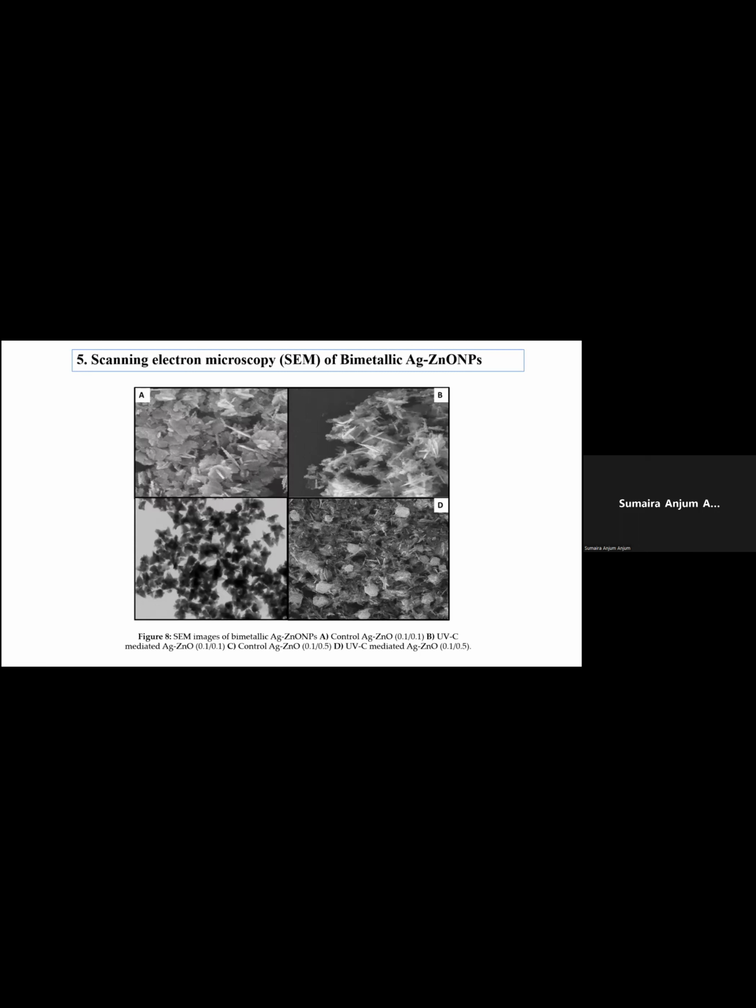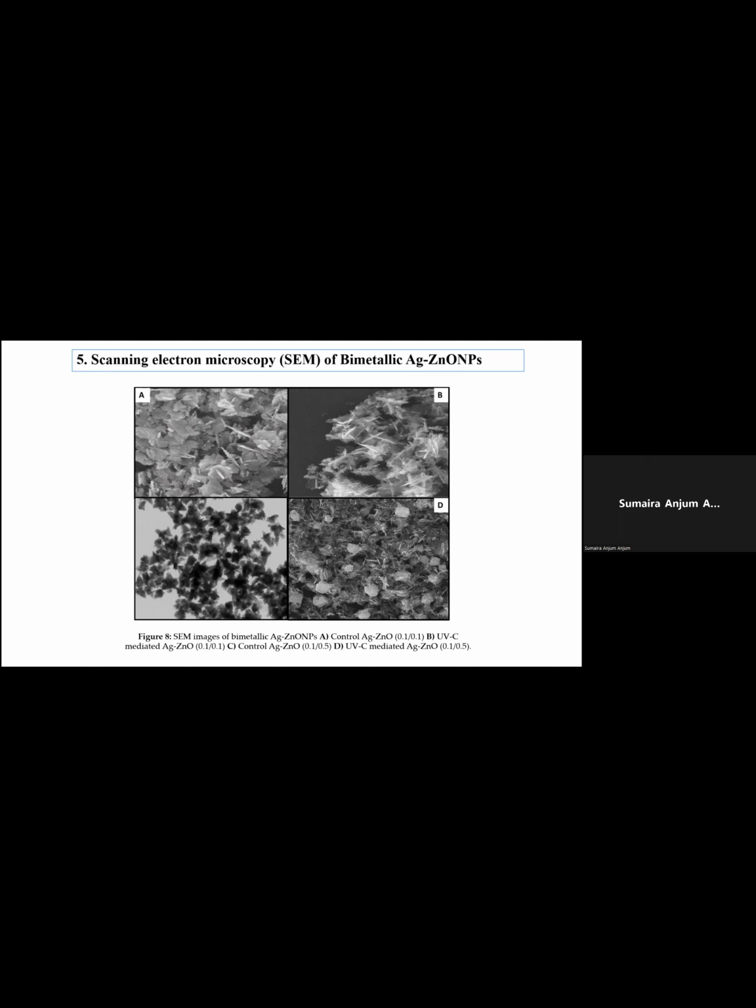A represents the control and B represents the UVC irradiated in 0.1 into 0.1 concentration, while C and D represent the UVC mediated and control in 0.1 into 5 ratio. As we can observe, in the case of the controls, either A or C, flower shaped zinc oxide silver bimetallic nanoparticles were synthesized.